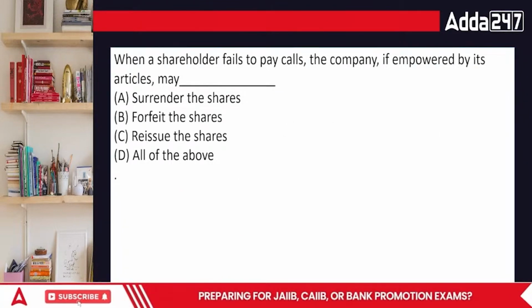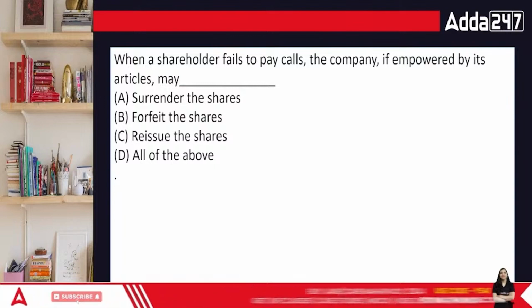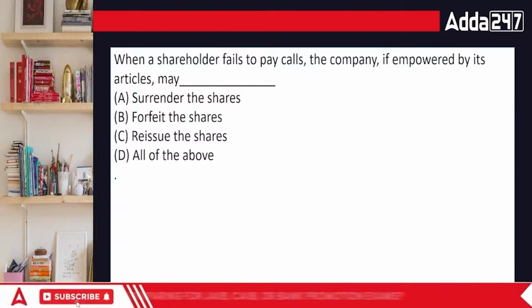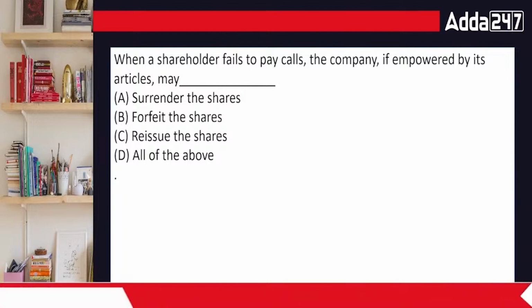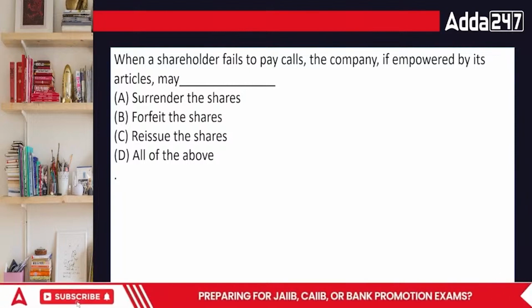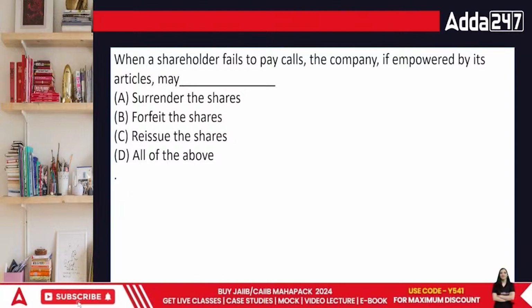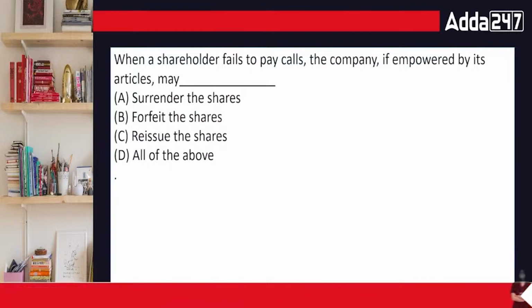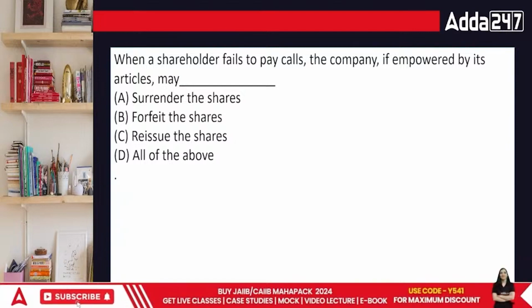When a shareholder fails to pay calls, the company, if empowered by its articles, may: surrender the shares, forfeit the shares, reissue the shares, or all of the above. Surrender of shares means somebody is not able to pay and comes to me and says, I am sorry, I will not be able to pay. I say, okay, now you will never be the shareholder of this company. Now he's basically coming up himself.